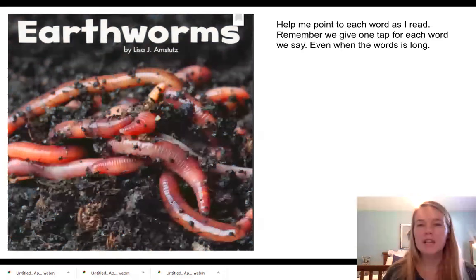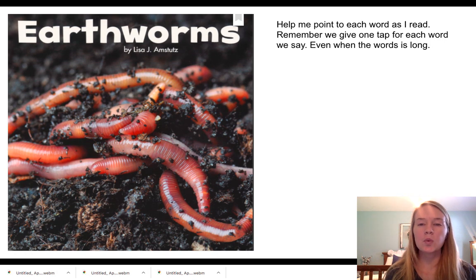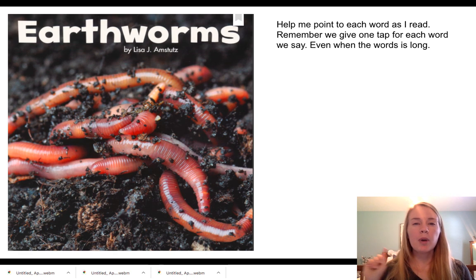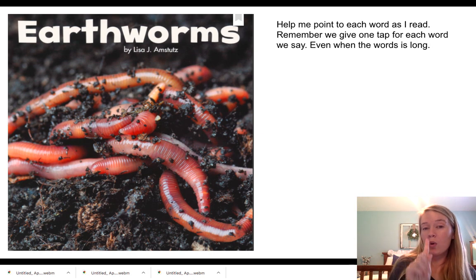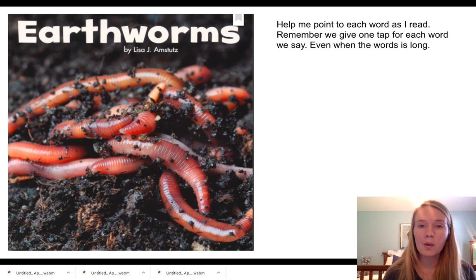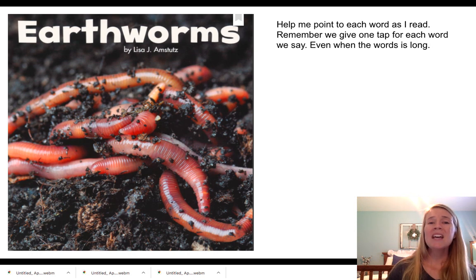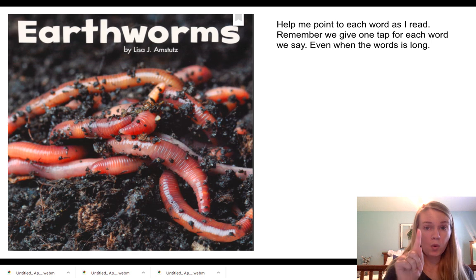But one of the things that we're going to focus on this time is pointing to each word as we read. When Miss Foley reads, I can read nice and smoothly, but I want to make sure that you're pointing to each word as you read, because that's one of our superpowers, and that pointer power helps us become better readers each day. So even when the word is long, it gets one point for the word.